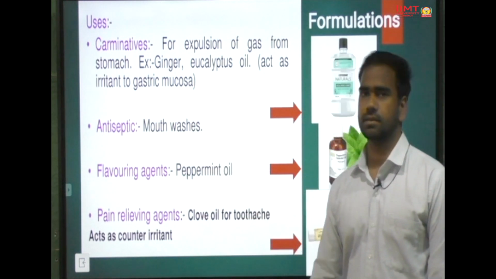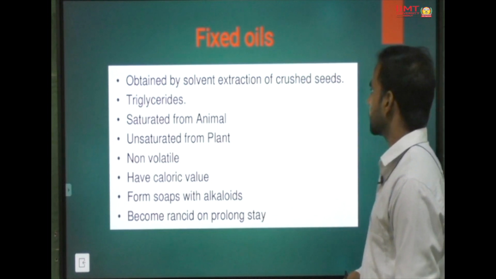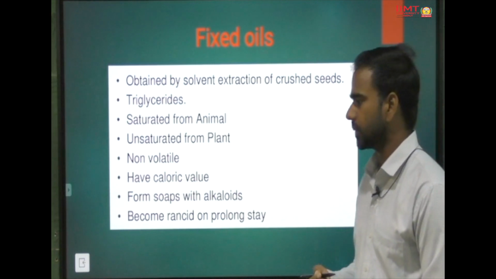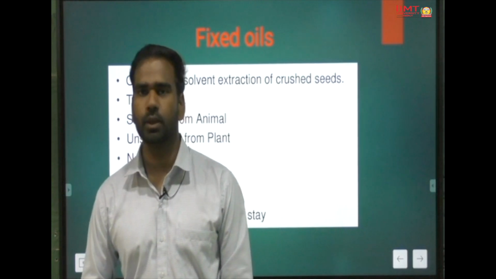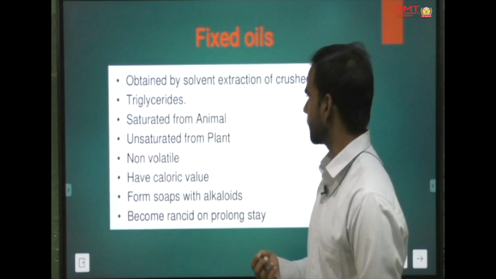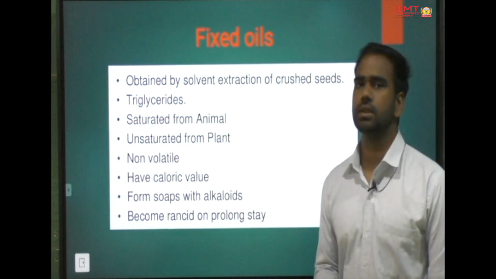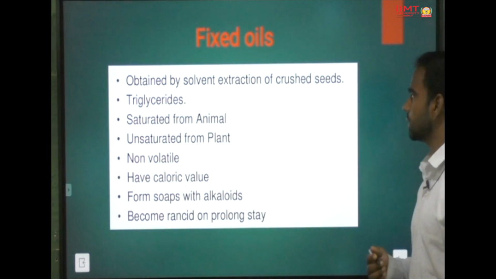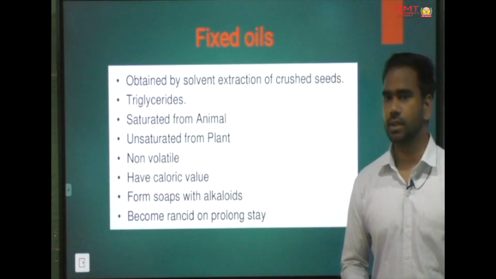Basically, clove oil for toothache acts as a counter irritant. If we talk about fixed oil, fixed oil is obtained by solvent extraction of crushed seeds. Most of the plant seeds contain a larger amount of fixed oil, so this fixed oil is isolated from such drugs. Fixed oil has a higher strength of triglycerides, saturated form in animals and unsaturated form in plants. These are non-volatile and have caloric value.